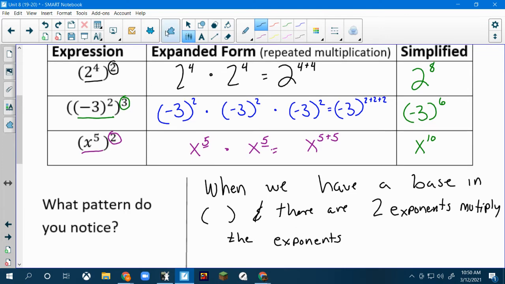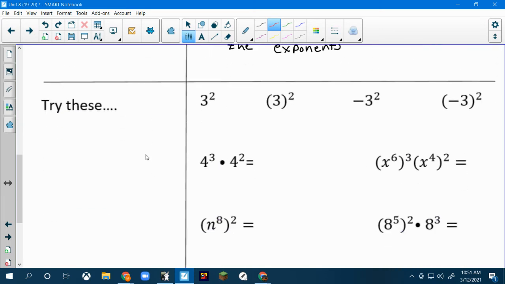Notice on our patterns here, what we did when we had a power to a power, we took the exponent inside the parenthesis and we multiplied it by this one. 4 times 2 is 8. 2 times 3 is 6. 5 times 2 is 10. And you are done with those. When you have a power to a power, we multiply the exponents.